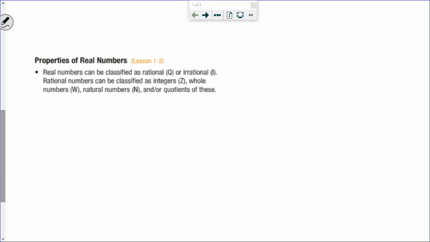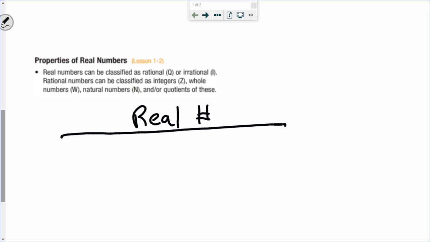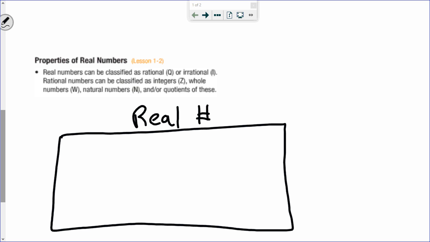All right. Lesson 2, properties of real numbers. All the numbers we talked about were real. They all fit into the real numbers category. Inside of real numbers, we had a couple of breakdowns. We had numbers that we considered irrational, which was represented by I, and we had numbers that were rational, represented by Q.